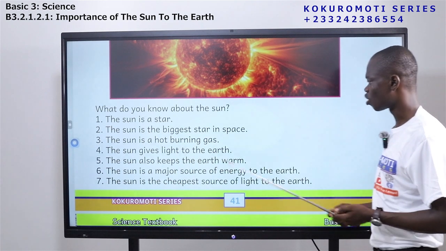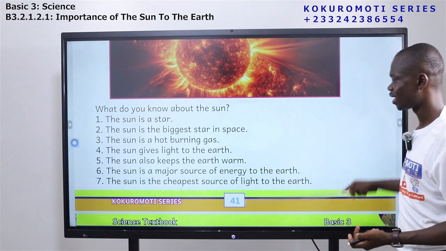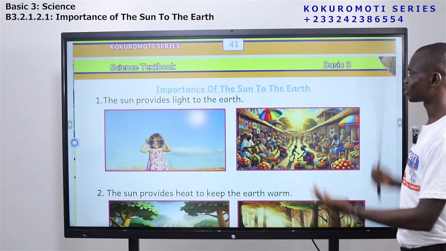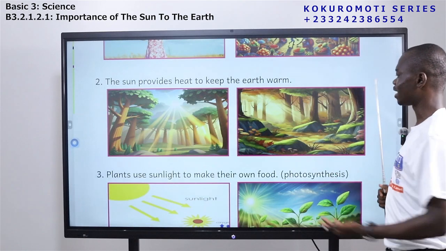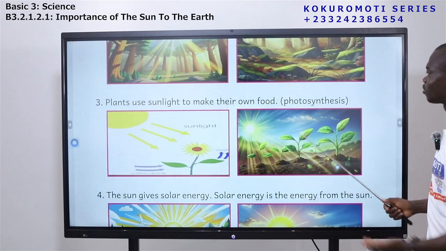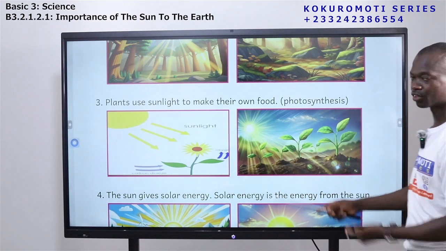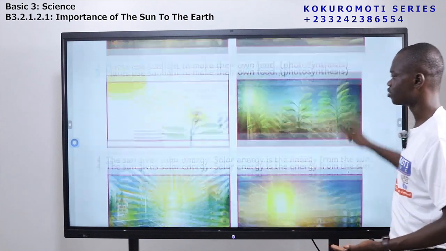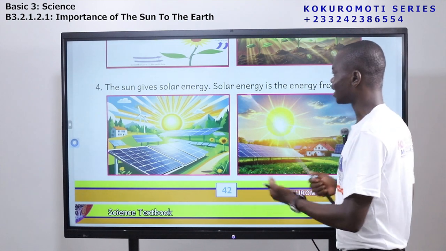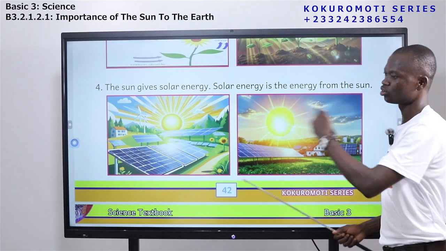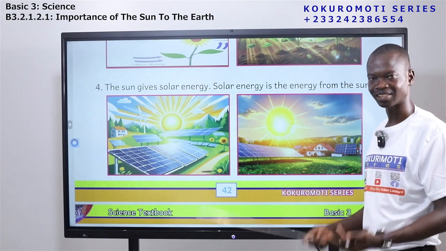It also keeps the earth warm. It's a major source of what? Energy, and it's also the cheapest source of what? Energy. These are the uses or the importance of the sun. It gives us light. It keeps the earth warm. It's also used by plants in a process called photosynthesis, where plants use the sun to prepare their own food. We also use the sun to get energy. That solar energy is used to produce light, and to power our machines and other things.